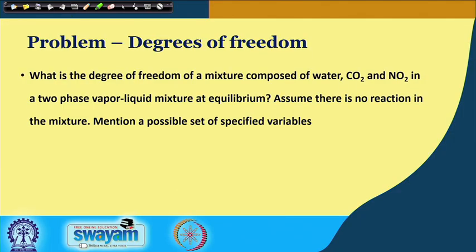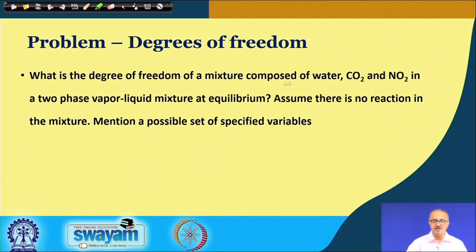So, the first problem, here we see how to find out the degrees of freedom and how to specify it. Here it says that we have to determine the degrees of freedom of a mixture composed of water, carbon dioxide and nitrogen dioxide, and these three components are in a two-phase vapor liquid mixture at equilibrium. Okay? And as we learnt earlier, degrees of freedom applies only for systems at equilibrium. And it is also mentioned that there is no reaction in the mixture.